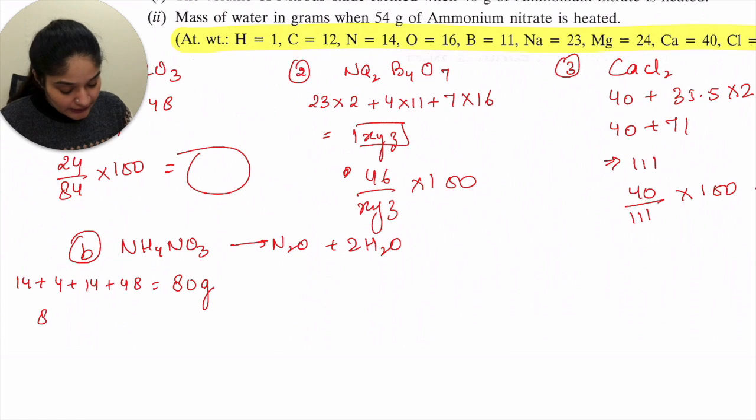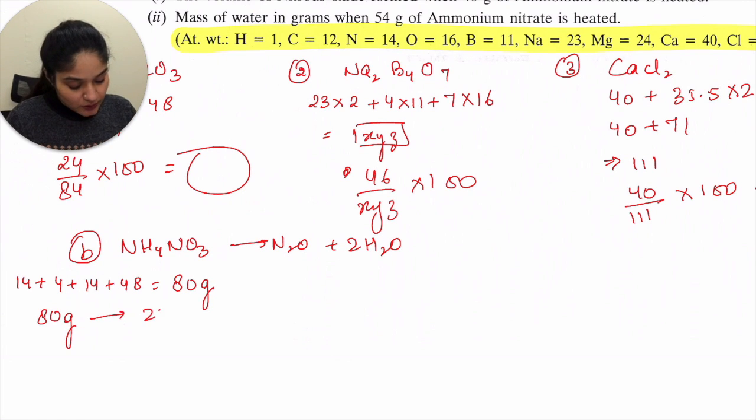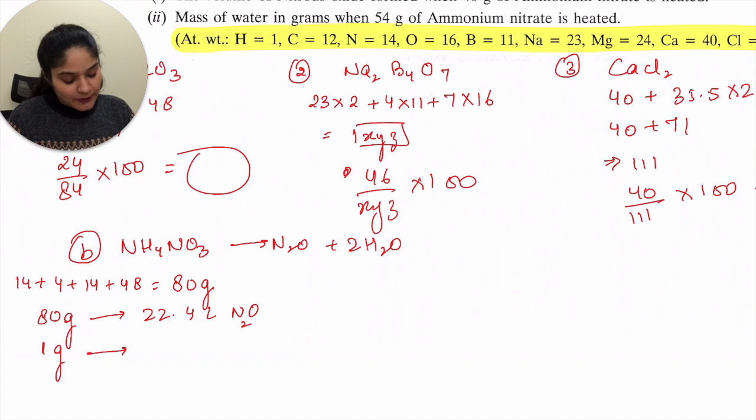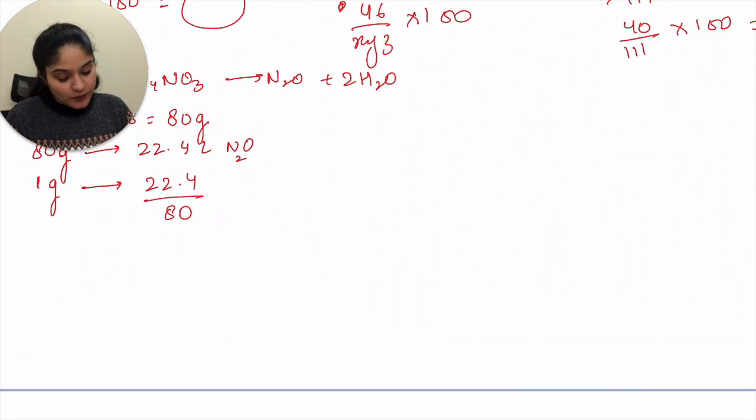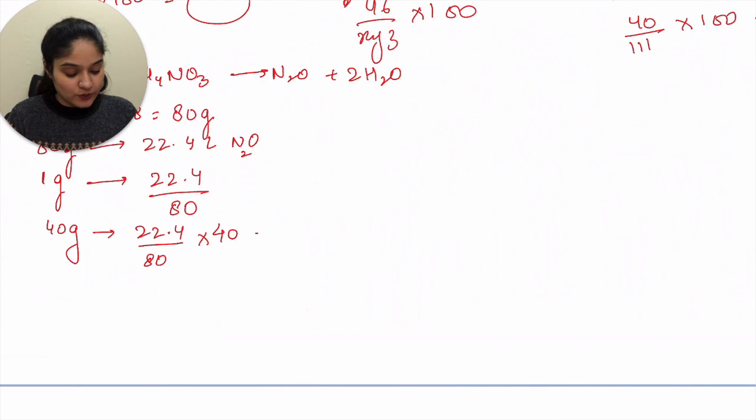Now for 80 grams of ammonium nitrate, you are getting 22.4 liters of N2O. Okay. Now how much will you get for 1 gram? That would be 22.4 divided by 80. And then how much will you get for 40 grams? That would be 22.4 divided by 80 times 40. And whatever you get after calculating will be your answer.